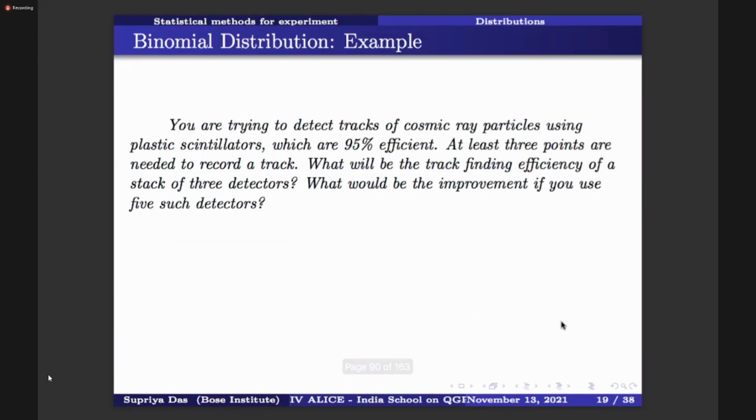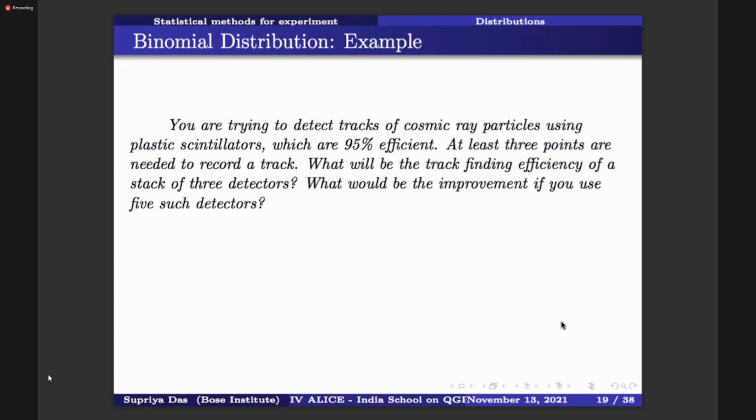The next is, there's an example also. You are trying to detect tracks of cosmic ray particles, using plastic scintillators. Very nice. Each of which is 95% efficient. So you require at least 3 points to record a track, right? You have a stack of 3 flat plastic scintillators. Say that this is a plate of plastic scintillators, just put one after the other vertically stacked.